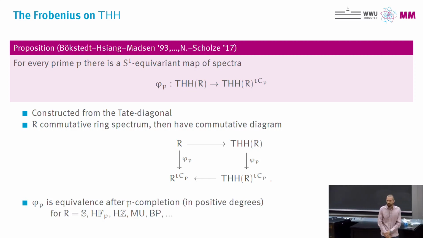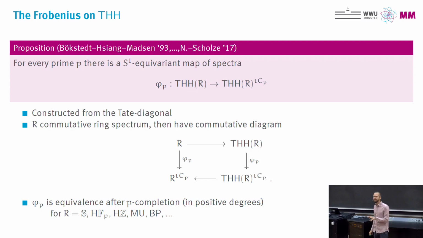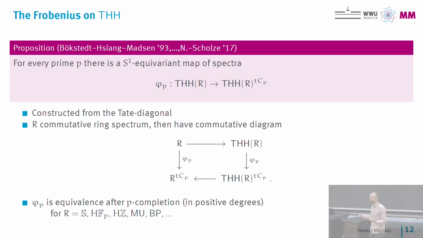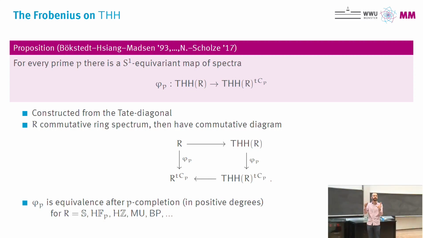And let me also say that I will not go into that, but one can start calculating with this Frobenius. For example, in Bökstedt's calculation of THH(F_p), one can completely calculate this Frobenius. And what happens is you see it's an isomorphism in non-negative degrees. So that's a very important pattern. In fact, very often it's an isomorphism in non-negative degrees.